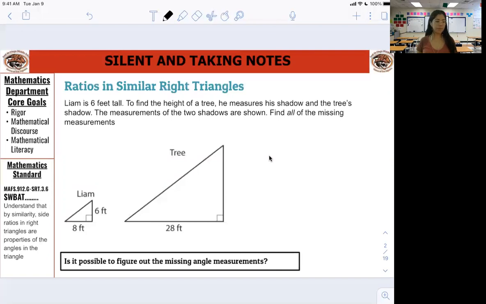Liam is 6 feet tall. To find the height of a tree, he measures his shadow and the tree's shadow. The measurements of the two shadows are shown. Find all of the missing measurements. Is it possible to figure out the missing angle measurements?